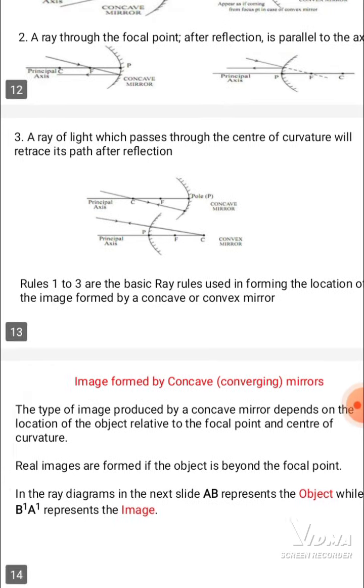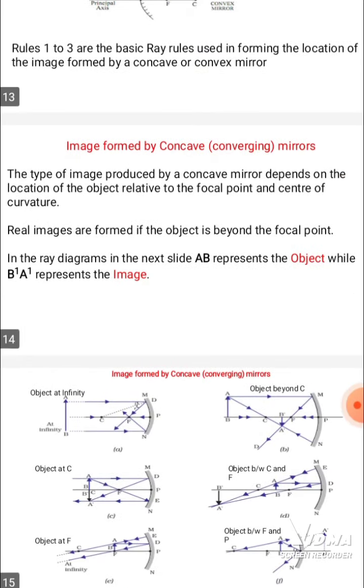Then let's go to image formed by concave or converging mirrors. Another name for concave mirror is actually converging mirror. Now, real images are formed if the object is beyond the focal point. In the next diagrams, we'll be looking at objects represented by AB and the images formed represented by A prime, B prime.